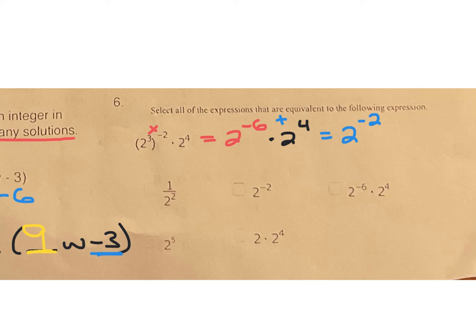A negative exponent can be expressed as a positive by taking the reciprocal and making the exponent positive. So the reciprocal of 2 is 1/2, and that would make it to the positive second. Because of that, our choices would be 1 over 2 squared, 2 to the -2nd, as well as we saw the step of 2 to the -6th times 2 to the 4th.